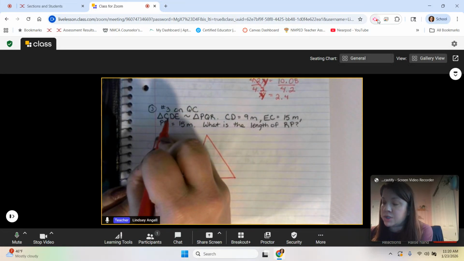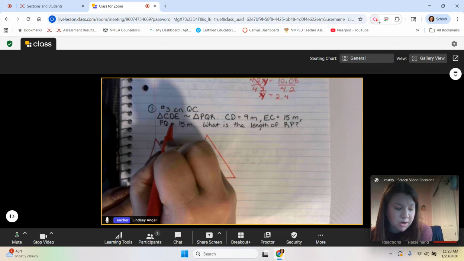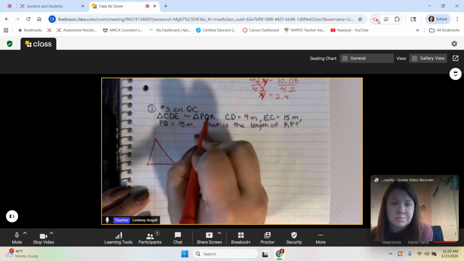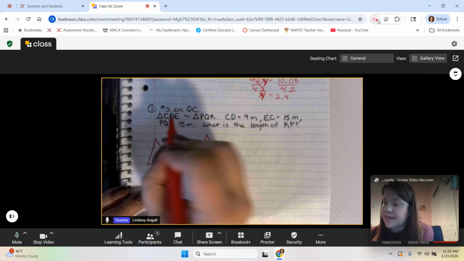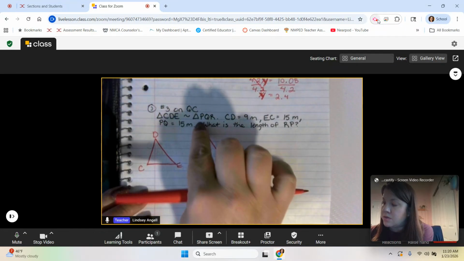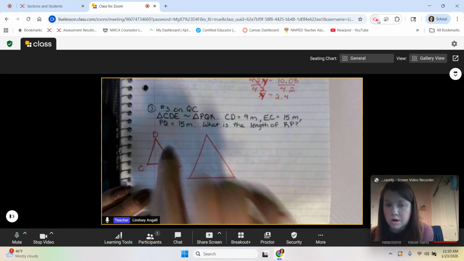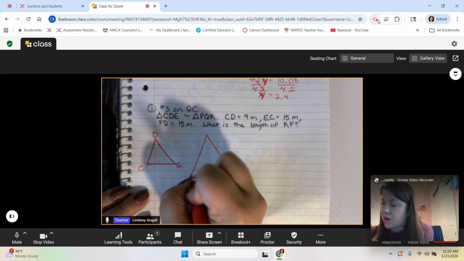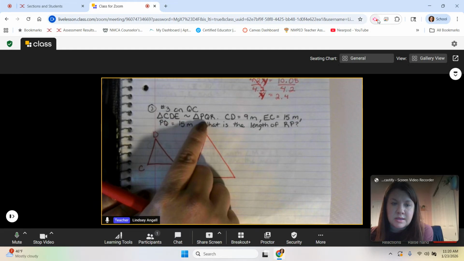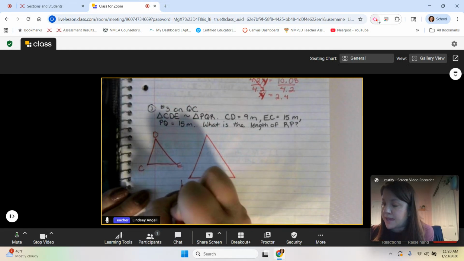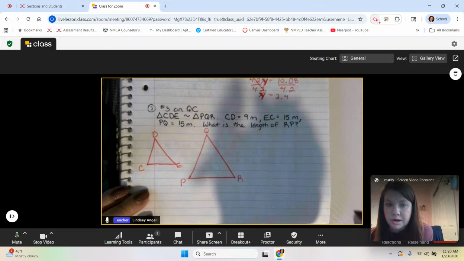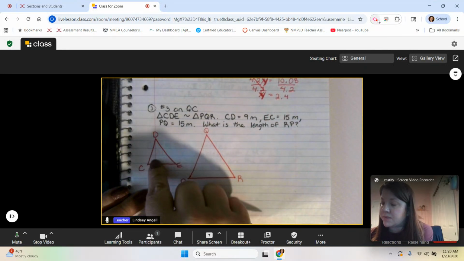But now what I need to do, and this is really important, is the order that these are put in. So what this tells me is that if I have this labeled as C, D, E, these need to be in that same order with the corresponding angles, right? This tells me that angle C corresponds to angle P, and then Q, R. So I went in the same order that I did with this first one.